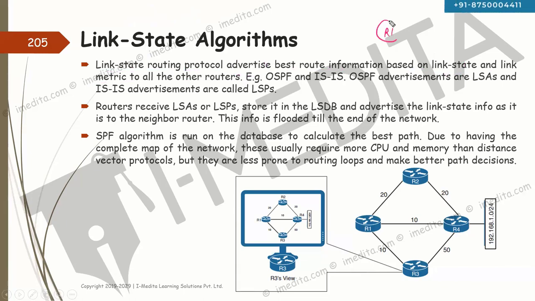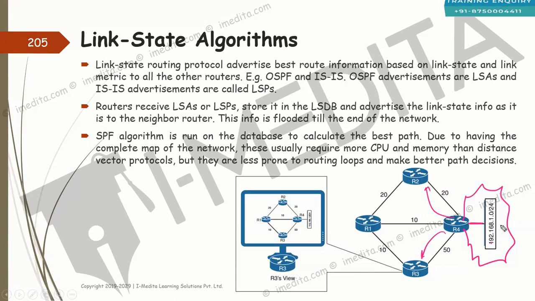For example, this is the router, and it is connected to the 192.168.1 network. Since this link has come up, I am going to advertise this information to the neighboring router. I am going to advertise that I am connected to a network, and to use this network, the cost is going to be, let's say, 10, or let's say 100, whatever. So link state routing protocols advertise the best route information based on the link state and link metric.